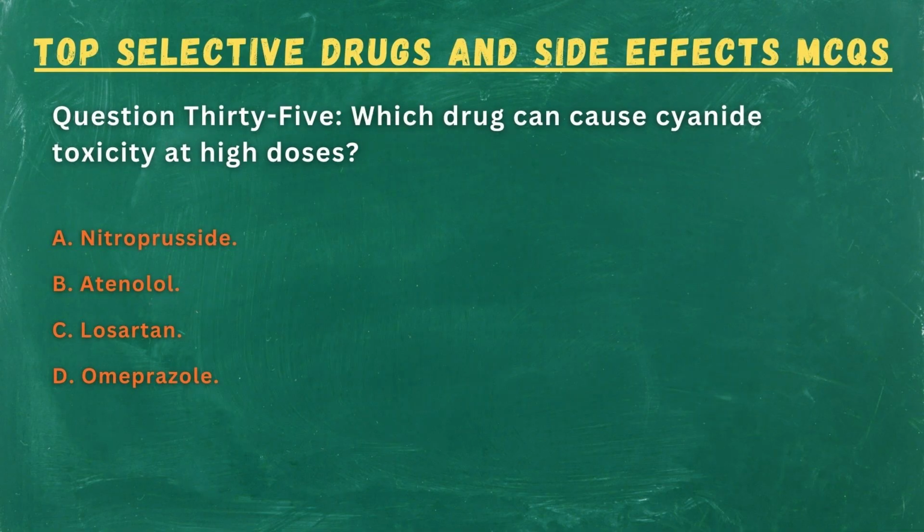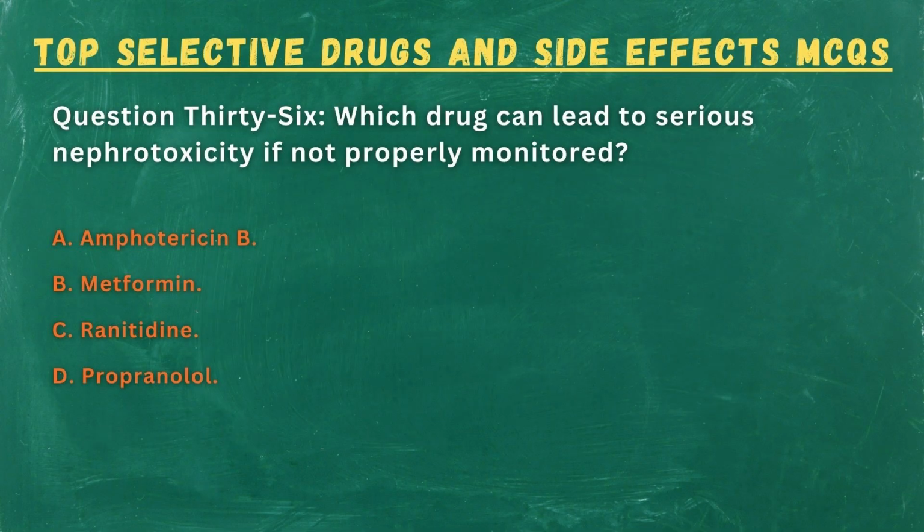Question 35. Which drug can cause cyanide toxicity at high doses? A. Nitroprusside. B. Atenolol. C. Losartan. D. Omeprazole. Answer: A. Nitroprusside.